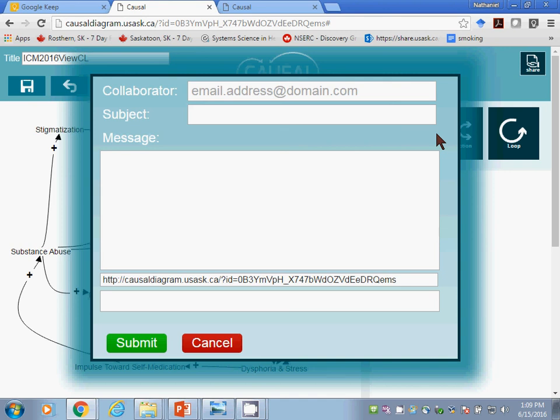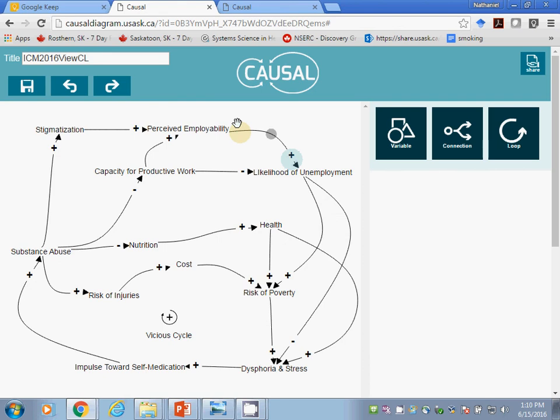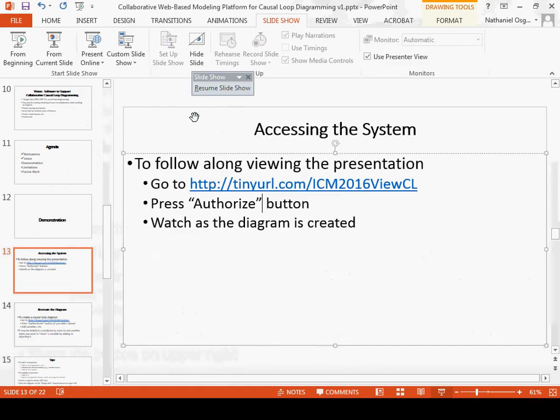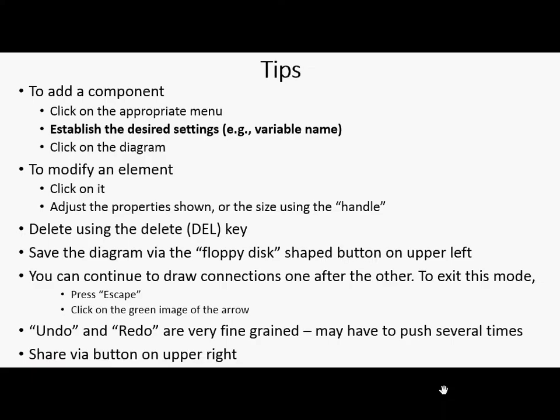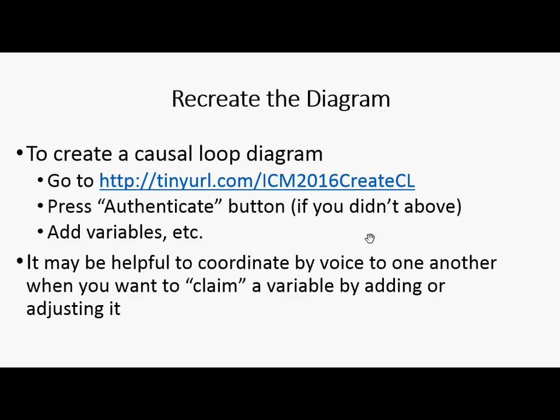So, ladies and gentlemen, I'd like you now to go to this URL, okay? Let me go back to it there. ICM 2016 Create Causal Loop Diagram, okay? Create CL. Now, if you go to that, there will be a diagram that looks identical. You shouldn't have to press the Authorize button. That's only the first time that you go into this tool with a diagram. But for this one, you'll be able to modify it.